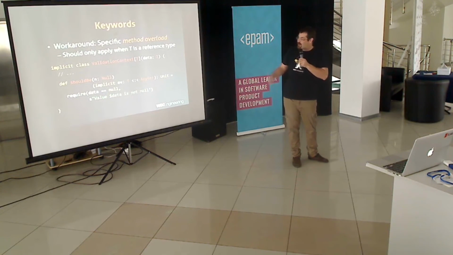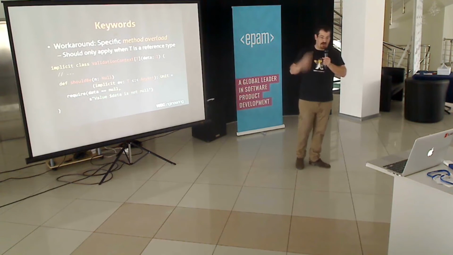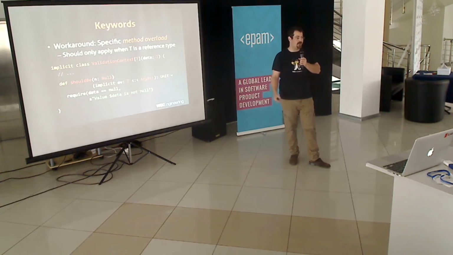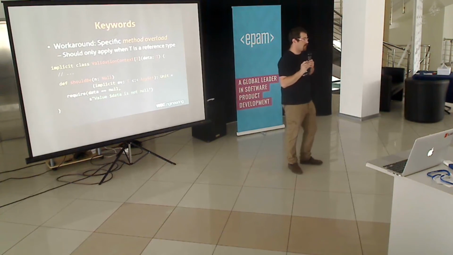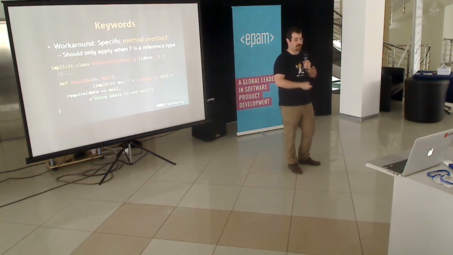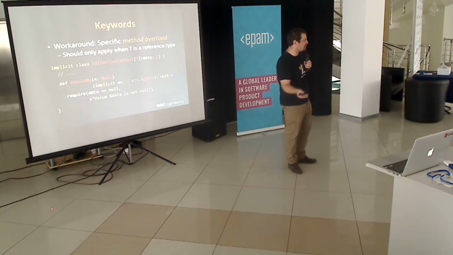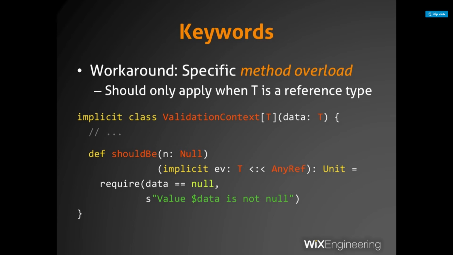Unfortunately, the only workaround that I'm aware of is providing an overload. Basically, you provide a second version of should be that deals specifically with nulls. And here there is a bit of a hitch. Data validation can operate over anything. It can operate over integers, over lists, over domain objects.